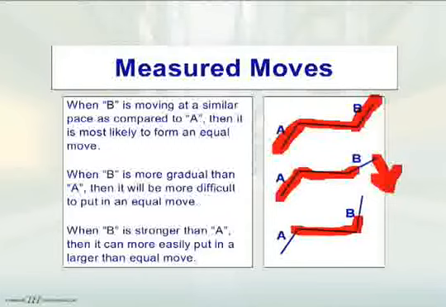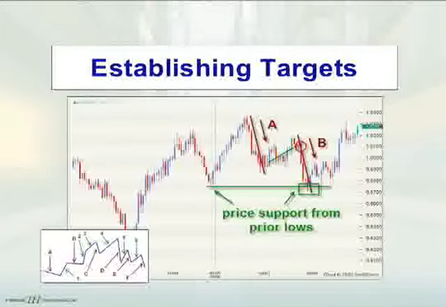Alternately, if it's stronger than the correction and stronger than the break higher marked A, the chances are it's going to be a greater than equal move. So it might be 7 points, even 8 points. Let's look at some examples of this.